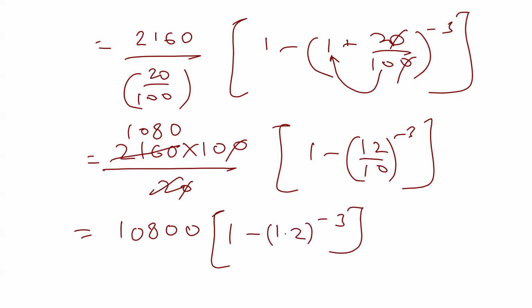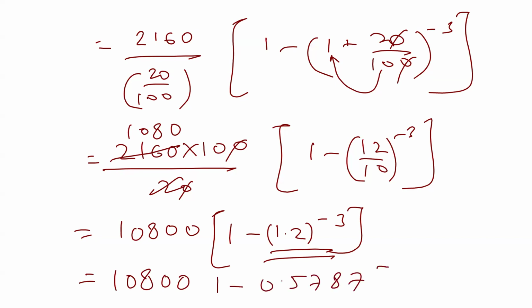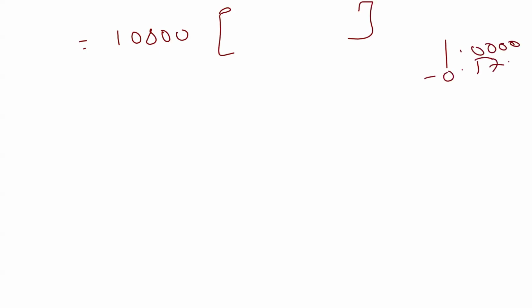Okay, 1.2 raised to minus 3, this value will be given to you obviously in the exam. That is 1 minus 0.5787. Sorry, 0.5787. So subtract it from 1. Okay, 1 minus 0.5787. So this is how you have to subtract. That is 0.4213. So 10,800 into 4213 upon 10,000.